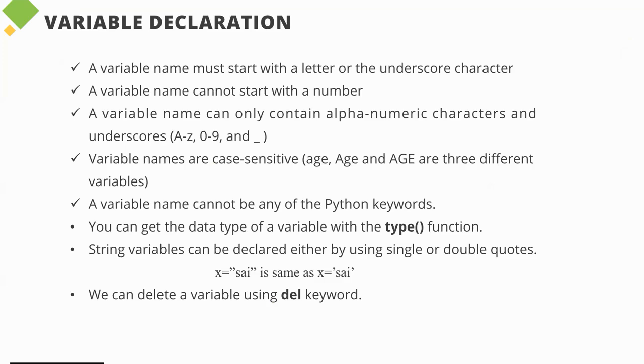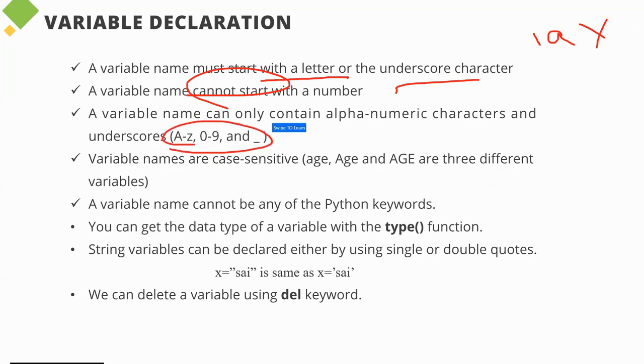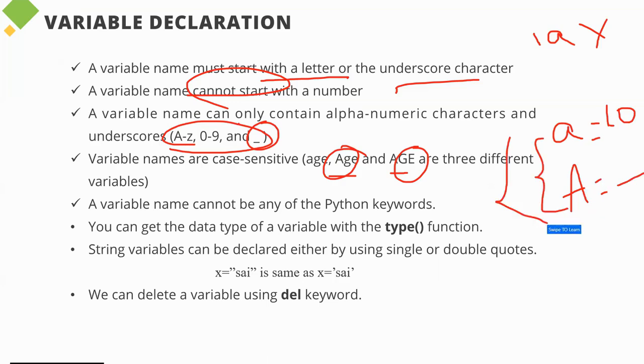A variable must always start with a letter or an underscore, and it can't start with a number. Suppose a variable name starts with 1A, that is an invalid variable. A variable name can contain all the digits 0 to 9, alphabet characters, and an underscore. An underscore can be in the middle of the variable name or at the start. Variable names are case sensitive, as a and A are both different. Suppose if you say a equals 10, and capital A equals something, these two variables are different and you can refer to them. And a variable name should not be a Python keyword.